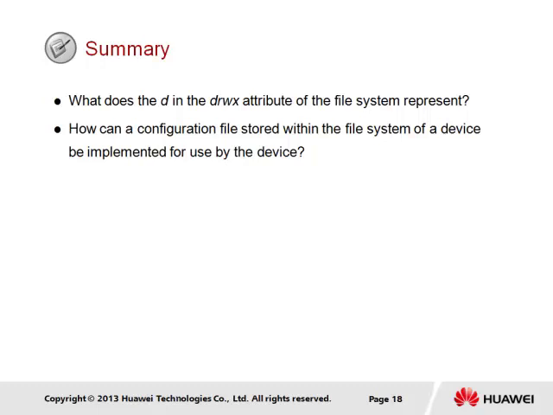Secondly then, how can a configuration file stored within the file system of a device be implemented for use by the device? Well, the command startup saved-configuration, followed by the name of the configuration file to be used is specified, along with the storage location of the saved configuration file to be used, in order to identify the configuration file as the file to be used at next startup. The display startup command can be used then to verify that the command has taken effect.